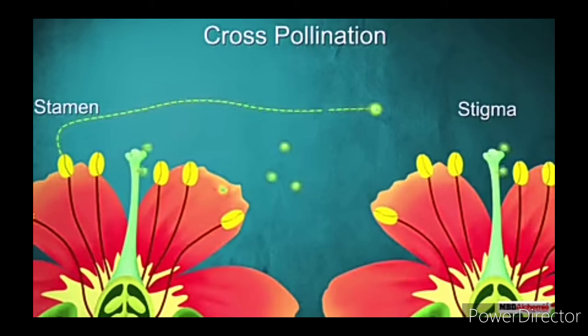Abiotic agents like wind and water act as pollinating agents, or biotic agents like insects, animals and birds act as pollinating agents. They help with pollination, so they are called pollinating agents. When pollen grain from one flower lands on the stigma of another flower, this is called cross pollination. So there are two types of pollination, self pollination and cross pollination. Pollination occurs by means of pollinating agents.